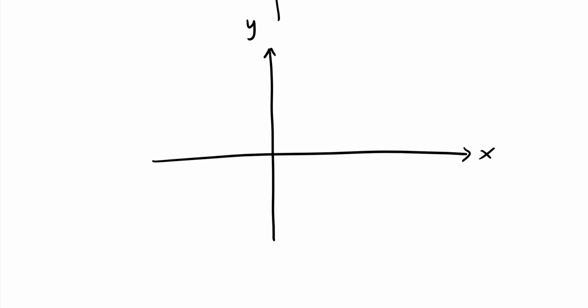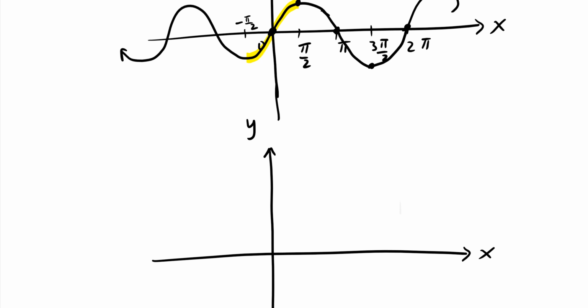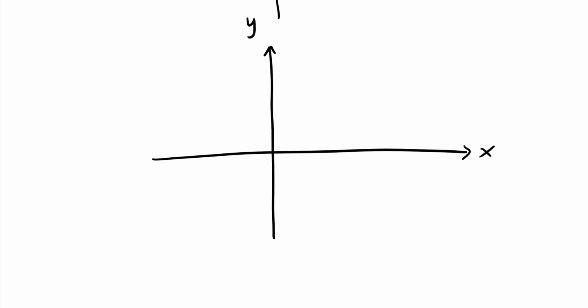Let me redraw it here, a little bit bigger. It's pi over 2 and 1. So let's say this is pi over 2, which is a little bit more than 1, and we have negative 1 and negative pi over 2. So it starts at this point, goes through the origin and goes up to that point. That's the graph of the function sine that I need.